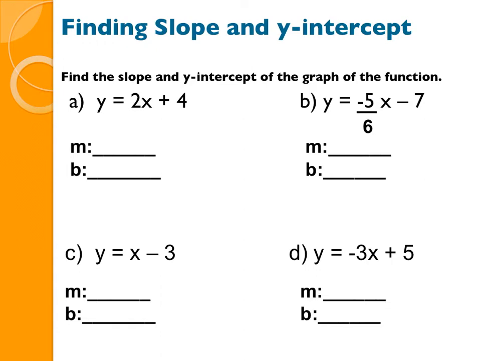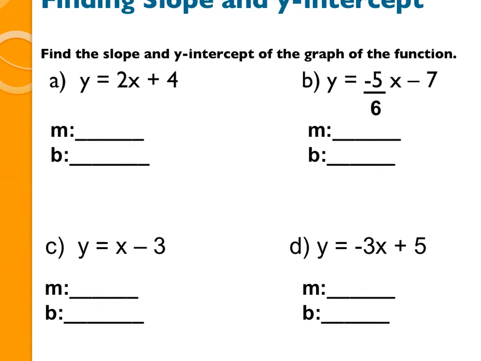It says find the slope and y-intercept of the graph of the function. So we have, remember, y equals mx plus b. Your m is your slope and your b is your y-intercept. So in my equation A, y equals 2x plus 4. You can always rewrite your equation on top of it. What is your m? 2, b, positive 4. The sign goes with your b.